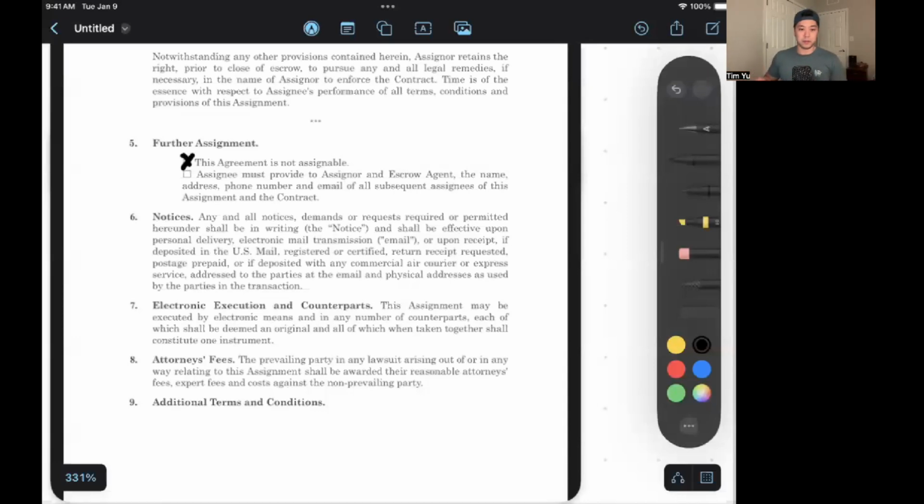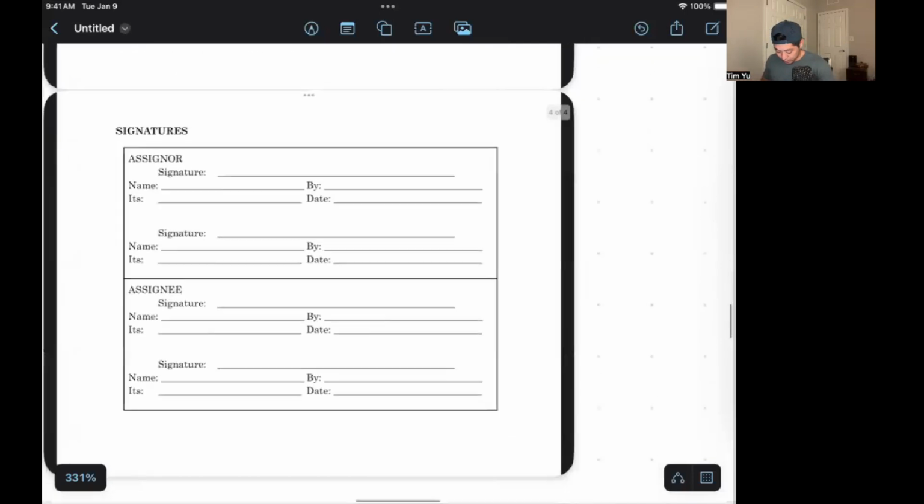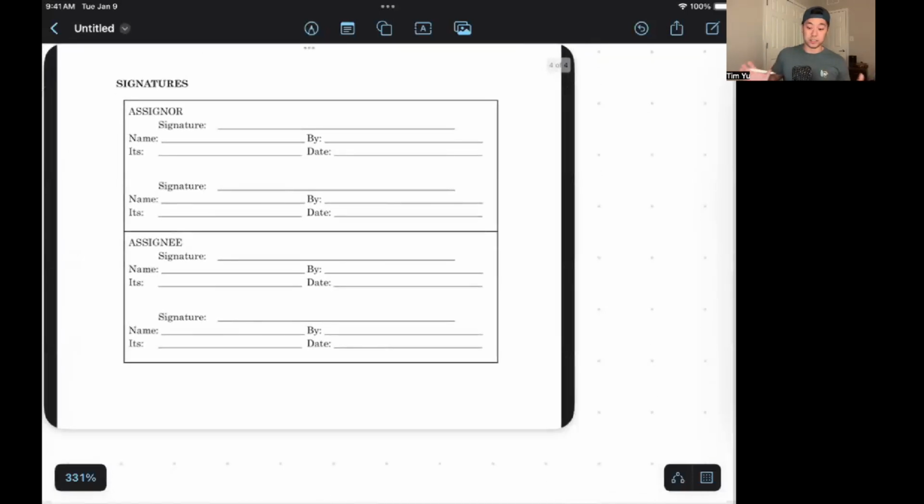Just keep going. This is all basic legal jargon. And then at the very end, like I said, I keep things very, very simple. This assignment contract is only like 3 to 4 pages. It's really quick, really to the point, right? The assigner, I sign it, and then the assignee signs it, and we're good to go. Let's close at the title company.